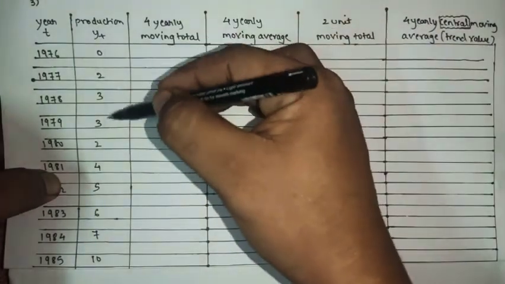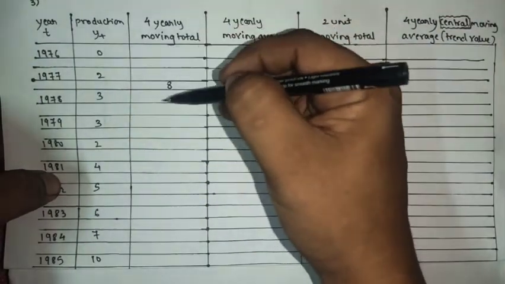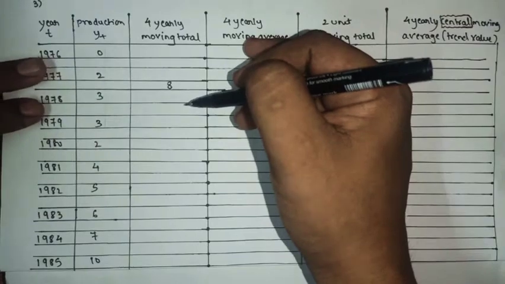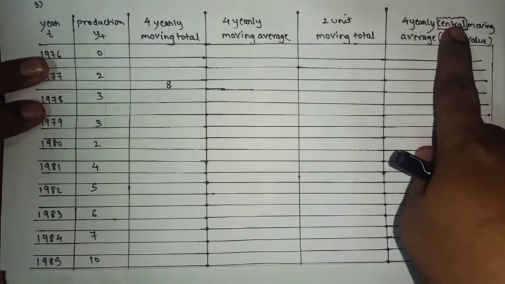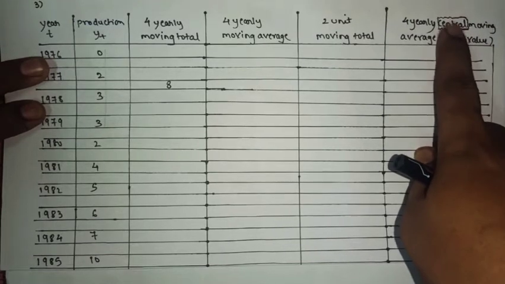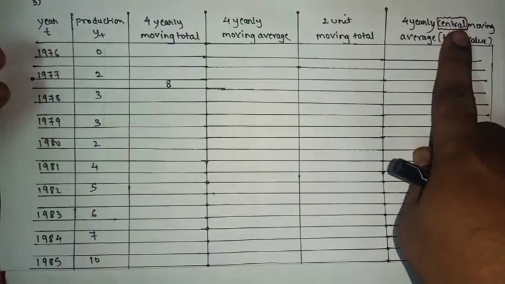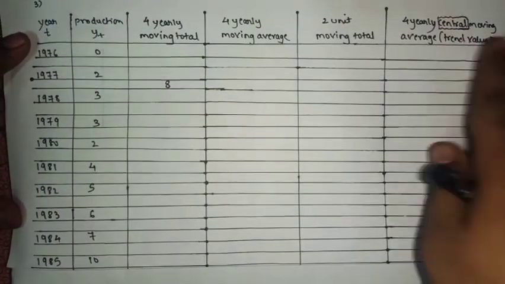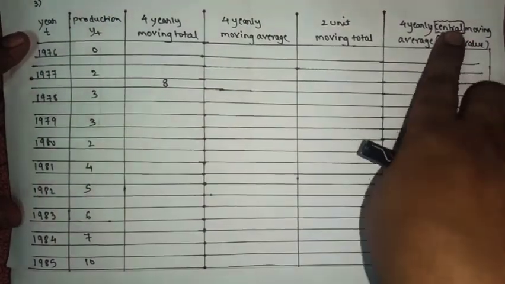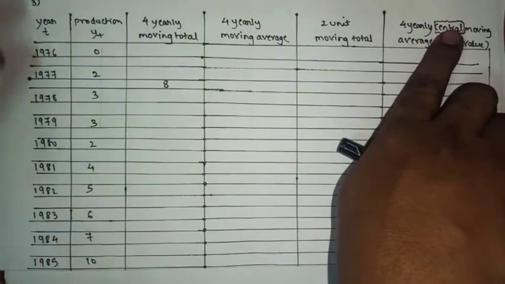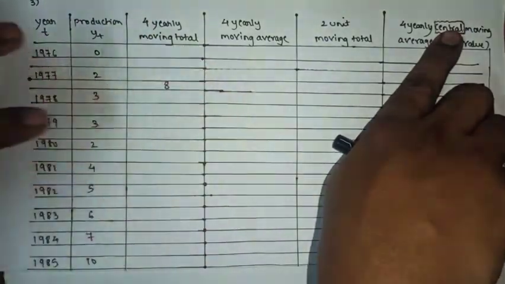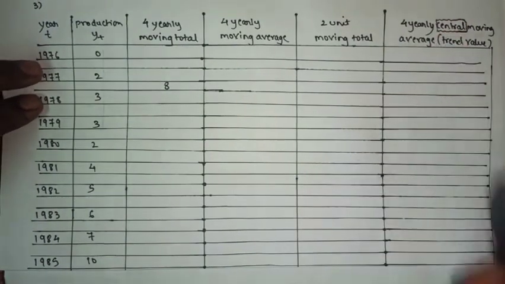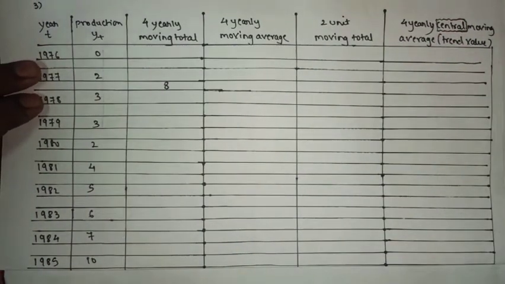When you add the four numbers, after adding you will write the answer between these 2 years. So that's why in the last column it says 4-year central. Central means middle. So that's why we are writing the answer in the middle. You can remember it like this: central means we have to write the answer in the middle. So we are writing the answer of the 4-year moving total between these 2 years. Got the point? Understood? So please remember this.